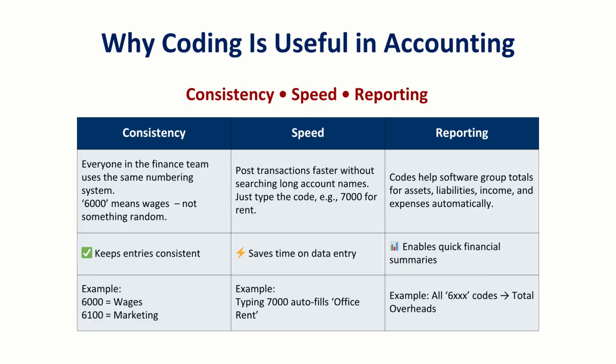Why is coding useful? Consistency. Everyone in the finance team uses the same numbering system, so for example, code 6000 means wages, not something random. Speed. You can post transactions quickly without searching long account names. Reporting. Codes help your software instantly group totals for assets, liabilities, income, and expenses. For example, if all expense codes begin with 6, you can easily pull out all your costs by asking the system to total anything that starts with 6.